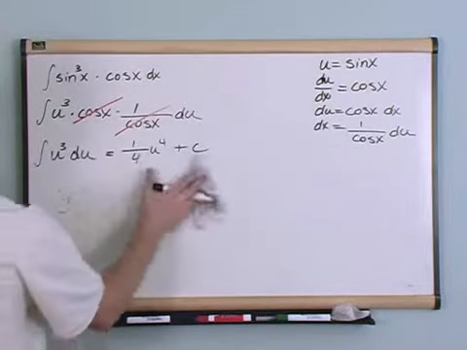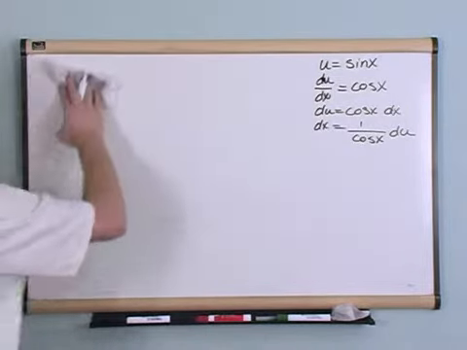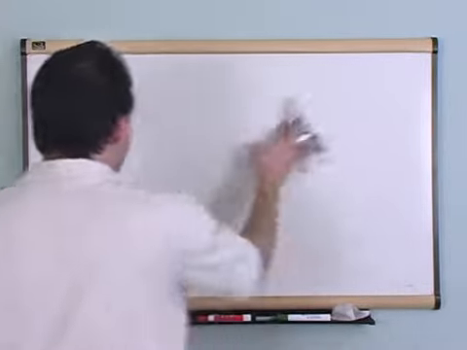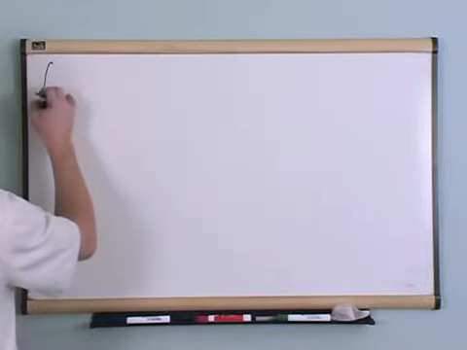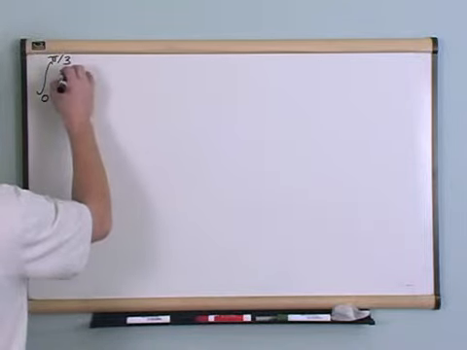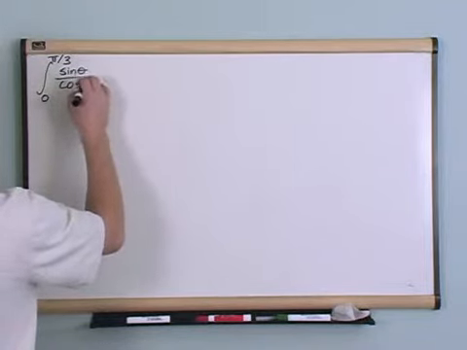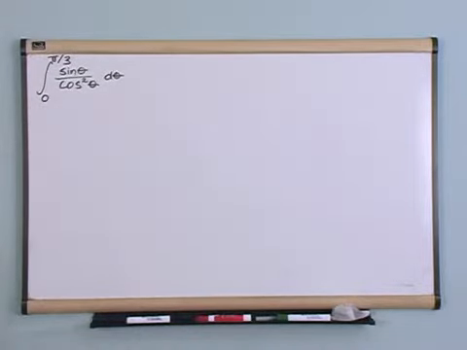Now I want to do at least one definite integral, because we've already learned the fundamental theorem of calculus and how you deal with those definite integrals. So let's do something we haven't done before. We'll do a trigonometric integral from 0 to pi over 3 of sine of theta over cosine squared of theta d theta. So, sine theta over cosine squared theta d theta.